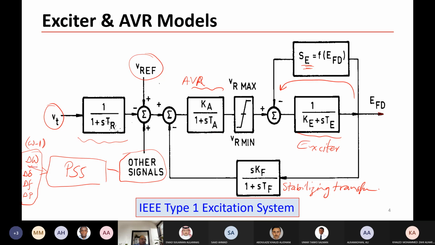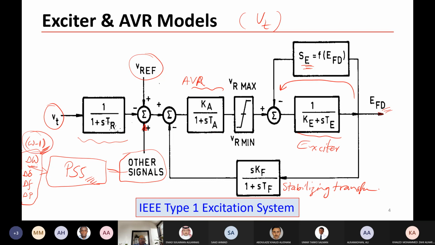So if you measure the deviation of delta omega and you have a power system stabilizer or controller here, this controller can send a signal here, in order again to change the EFD in addition to its main function. The main function of the exciter and automatic voltage regulator is to control the terminal voltage, period. But in addition to this function, we can install a power system stabilizer in the excitation system here in order to improve the system stability.